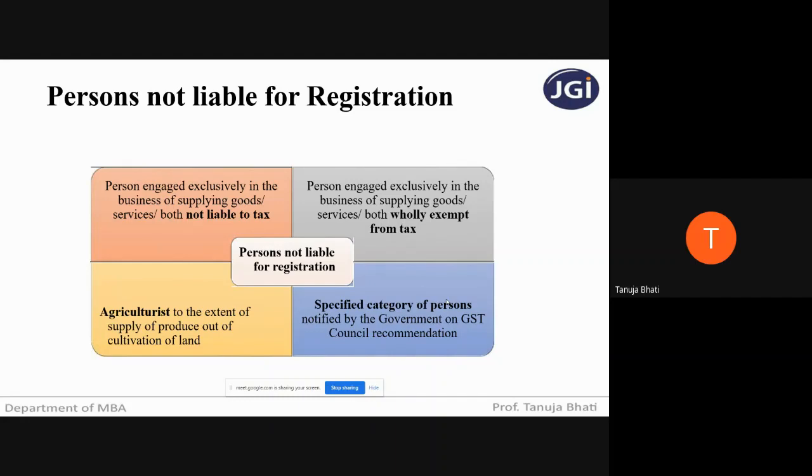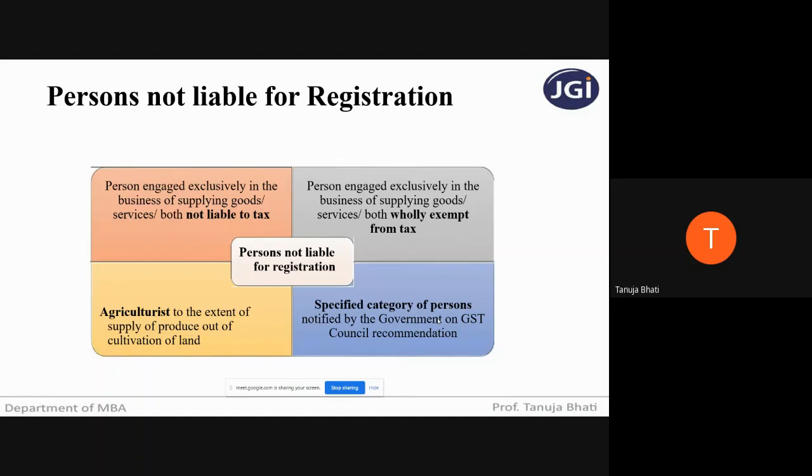So suppose if I'm an advocate, whatever advocate services I'm providing, I am not liable to pay GST. Whoever is receiving my services, that is the service recipient, he is liable to pay GST under reverse charge. So what happens here? Since I'm covered under reverse charge supplies, therefore I am not required or liable for registration. So the first category of persons here is persons making only reverse charge supplies.